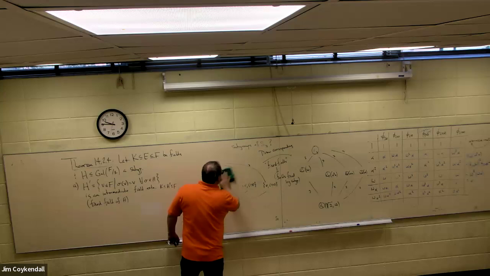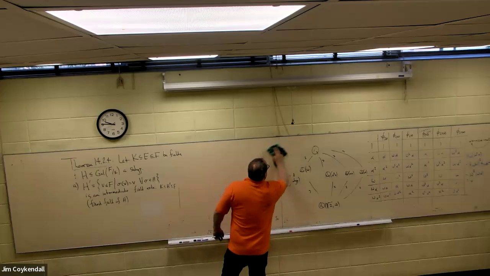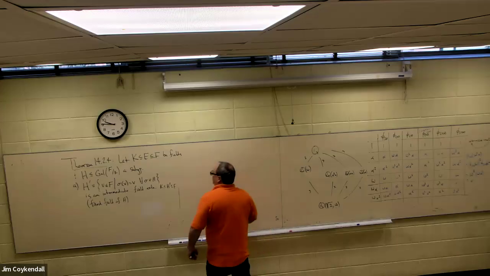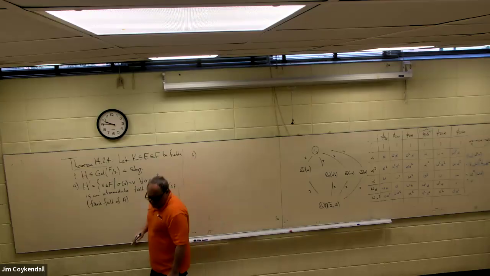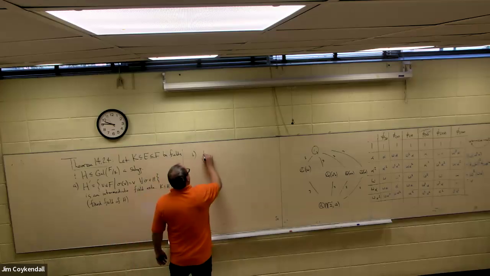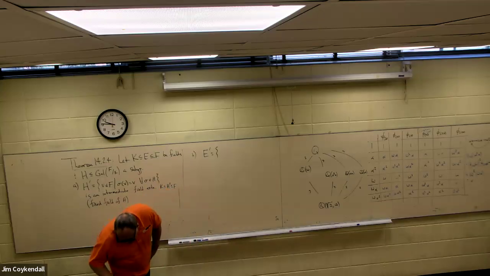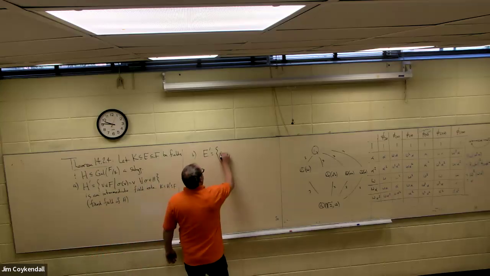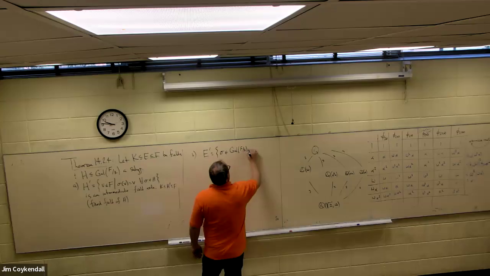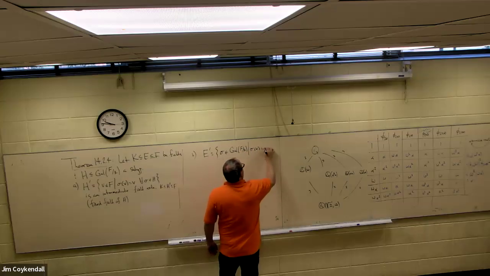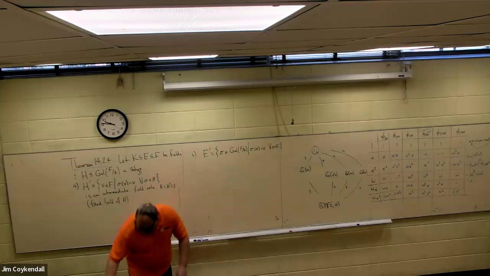So, given a group, I can make an intermediate field to the extension, and given an intermediate field E, E prime is a subgroup of the Galois group, and it is all the sigma in the Galois group such that sigma E is equal to E, for all E. So it's everything in the Galois group that fixes everything in E.